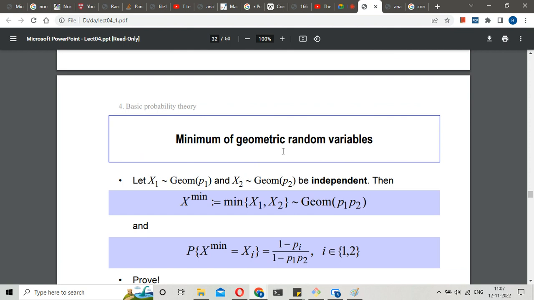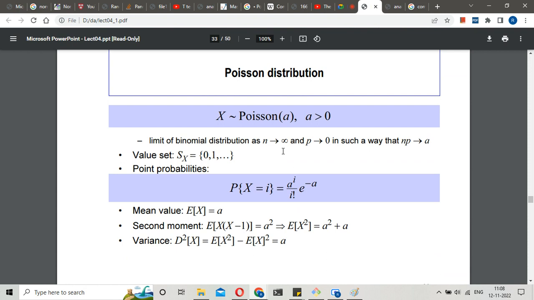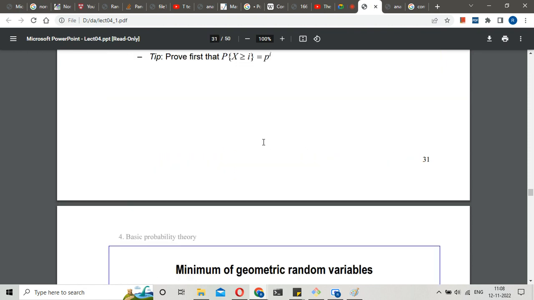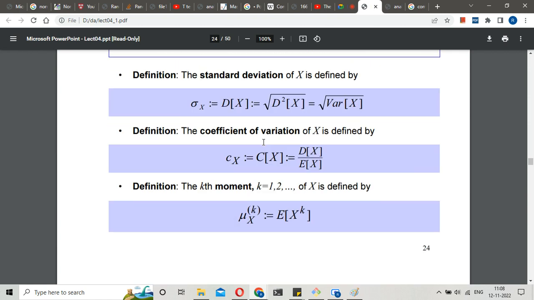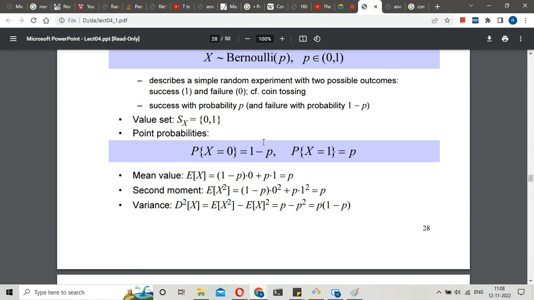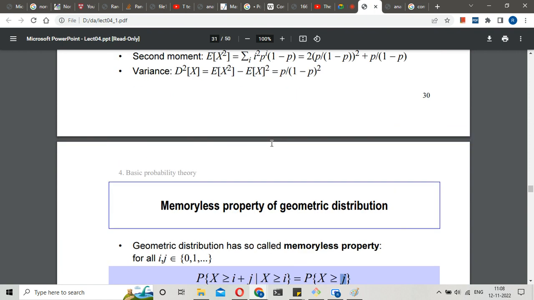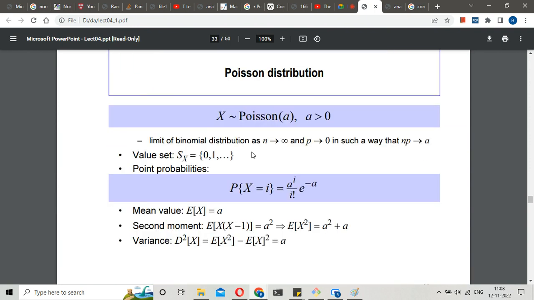Similarly, minimum and maximum we can calculate. I'm skipping this. One more comes into this, Poisson. Poisson is a generalization of the binomial distribution. Actually, here the n was finite in number. Now n is infinite. That's all binomial. So when you define this as infinite, n is going till infinity.